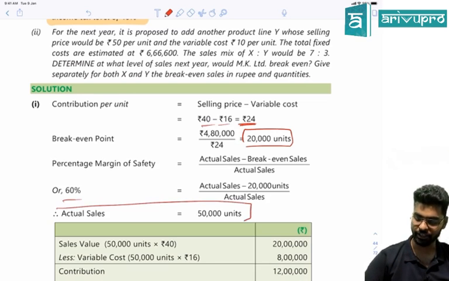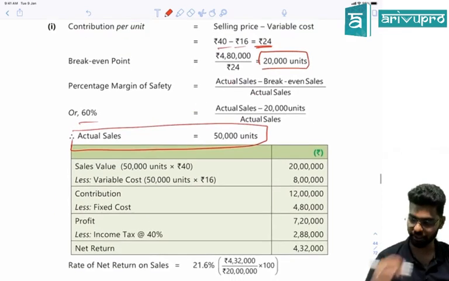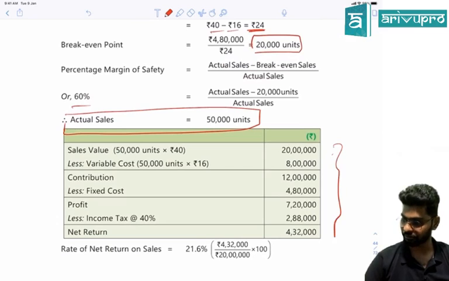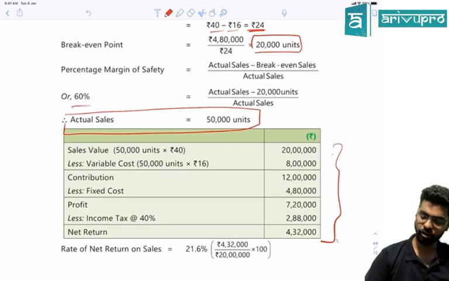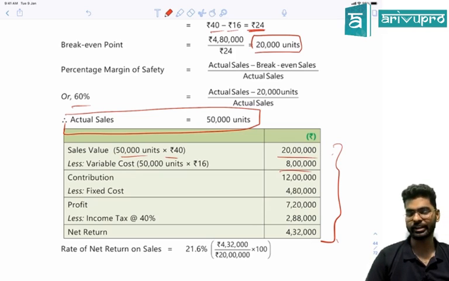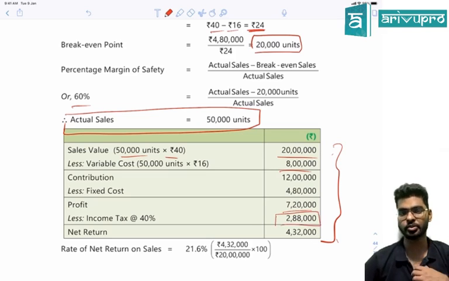Then you just apply your formula. Sales: 50,000 into 4, 20 lakh. So I have a contribution minus fixed cost. Whatever profit you make, you are making it, giving a tax. So there's nothing much to explain in this question.